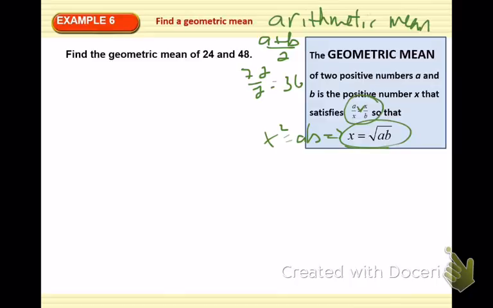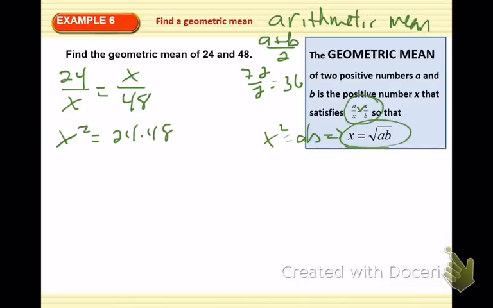So if I want to find the geometric mean between 24 and 48, I want to set this up as a proportion. So for every geometric mean, set your proportion up, okay? And then cross multiply. Yes, I know you can just multiply the two numbers together and then square root. But there's going to be a reason why we're setting these proportions up, okay? Now, we get 24 times 48, which is 1152. And now we got to square root that.